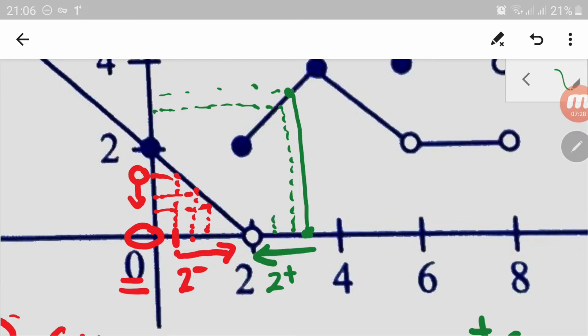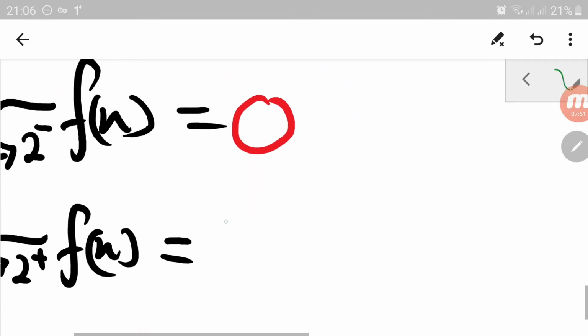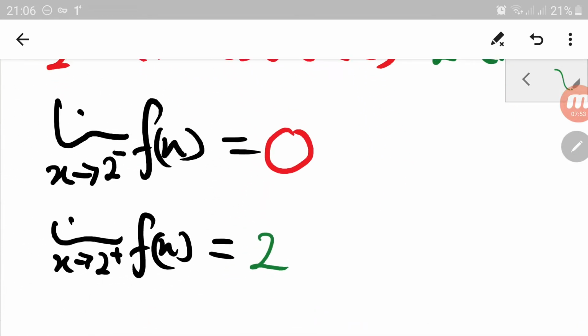Okay, and now when x is here, closer to 2, the y is here. You see? And now when it's closer to 2, somewhere here. So we can see as x moves closer to 2, the limit of f(x) is closer to this value, which is 2. So it is 2.